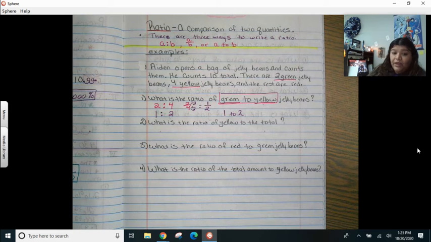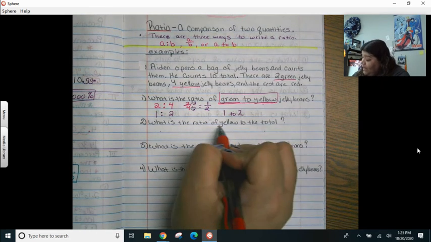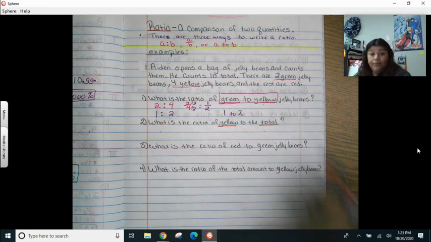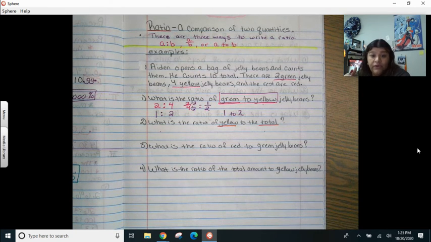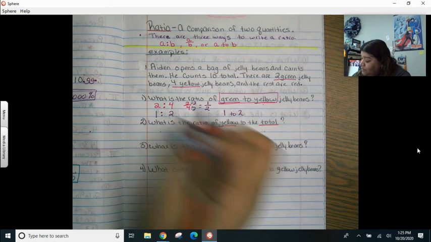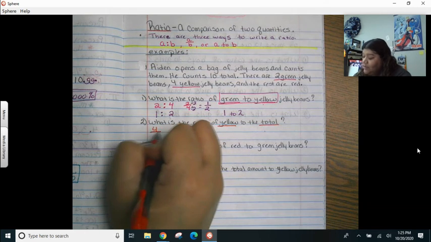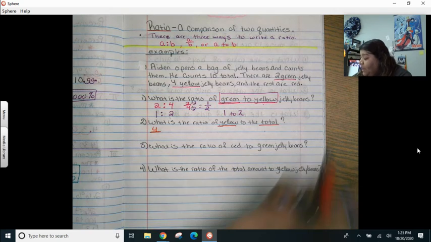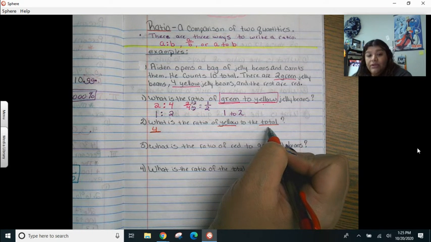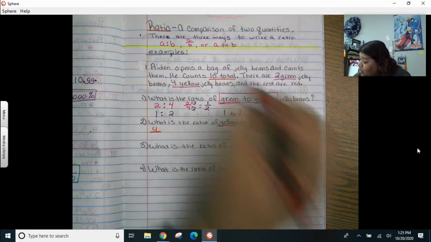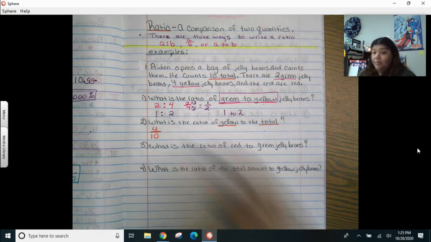Now, let's try the next one, okay? What is the ratio of yellow to the total? Okay, so yellow goes first, total goes second. So go back into your scenario. How many yellow jelly beans were there? There were 4. So I'm going to write it like a fraction just because I want to see, can I simplify? And now the second thing they want me to compare that to is the total amount. How many jelly beans did he have in all? He had 10 total. So 10 goes on the bottom.